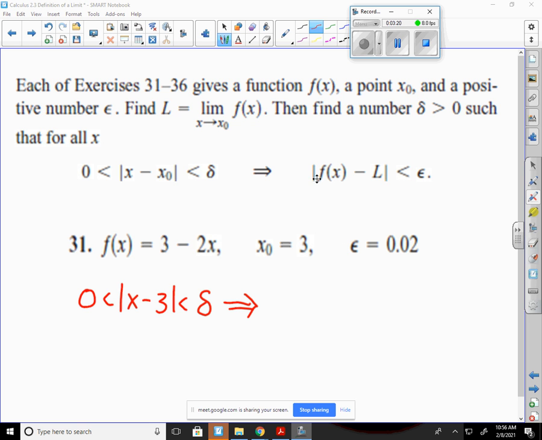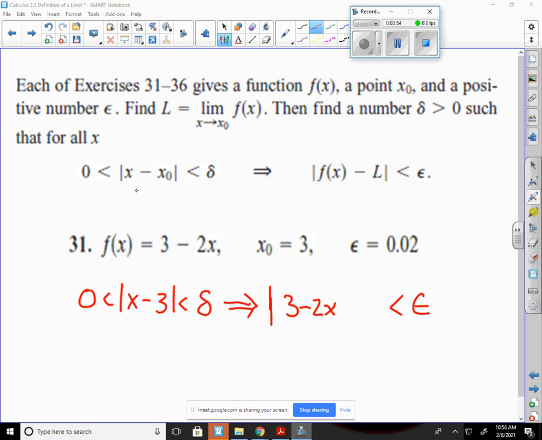What's f of x? Three minus 2x. What's L? Our limit. Now that's our epsilon now. So now we need to find our limit in order to plug it in. How do we find our limit?